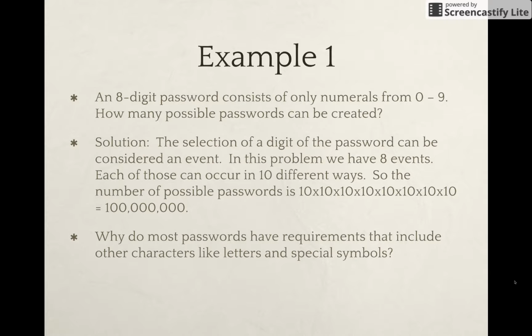So the number of possible passwords is 10 times 10 times 10 times 10 times 10 times 10 times 10 times 10, or with exponent notation would be 10 to the 8th. And when we multiply all that out, we get 100 million different passwords. Why do most passwords have requirements that include other characters, like letters, symbols? That'd be a question for you to think about that you may come back to later.